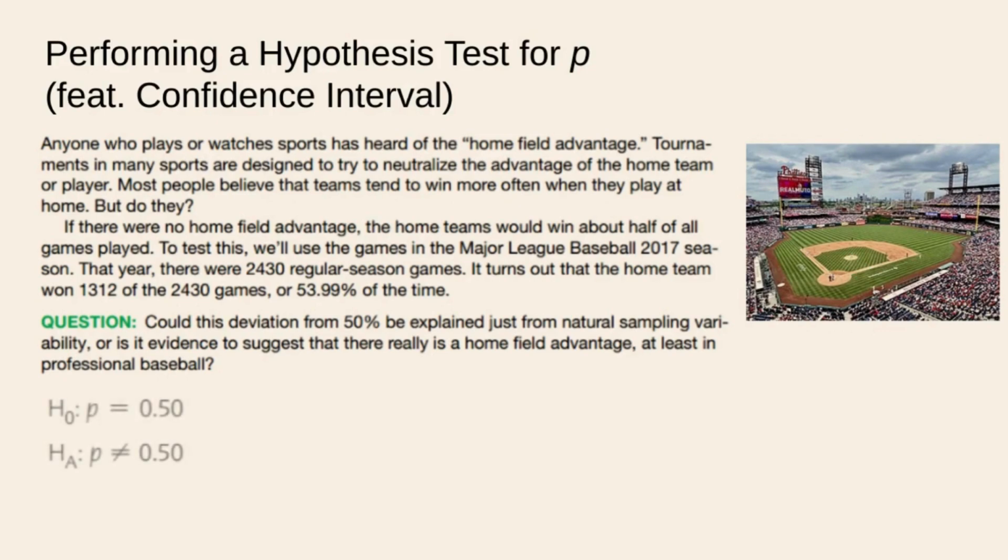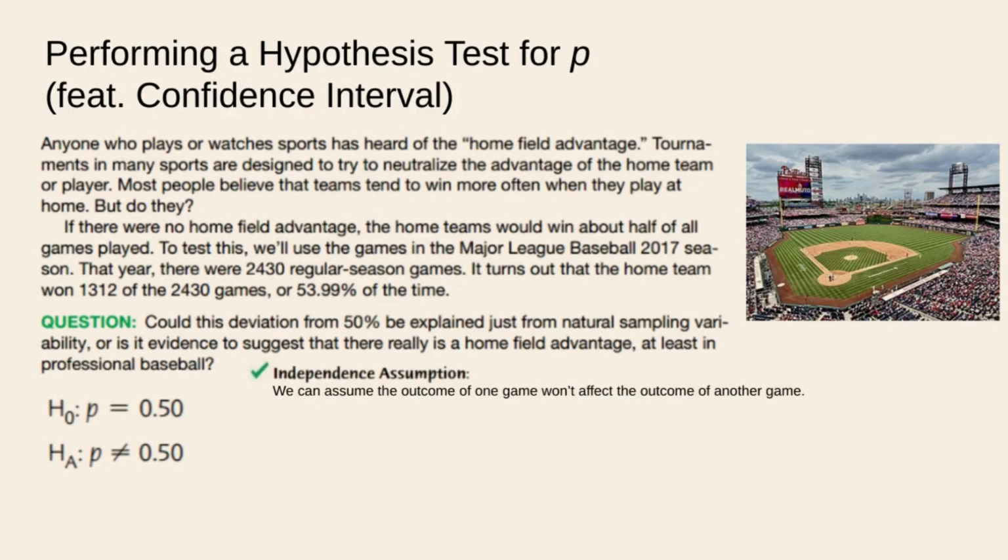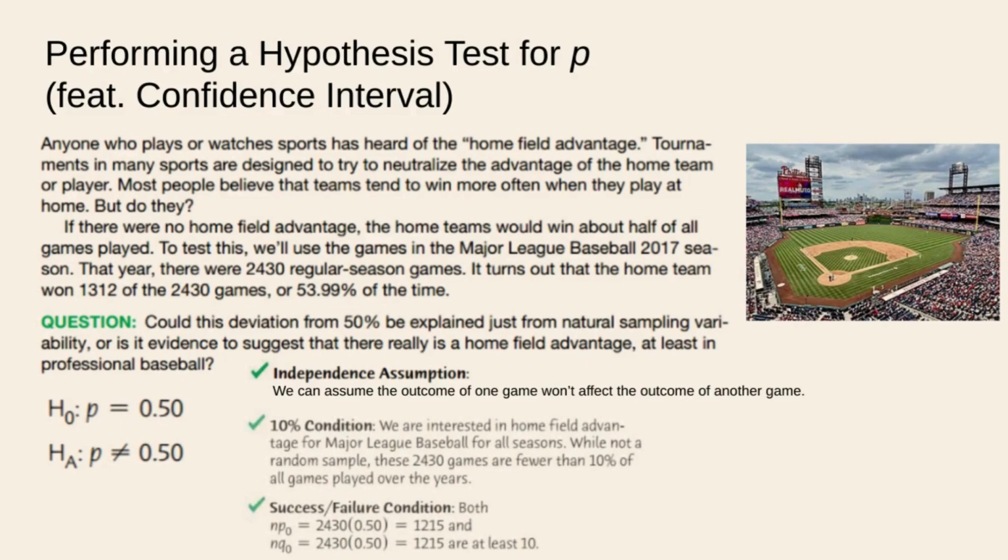Okay, so the null hypothesis is p equals 0.5. The alternative hypothesis is p is not equal to 0.5, where p is the proportion of games the home team wins. Let's look at our assumptions. We can assume the outcome of one game will not affect the outcome of another game. How can we confirm independence, though? Well, we need to look at a couple of conditions here.